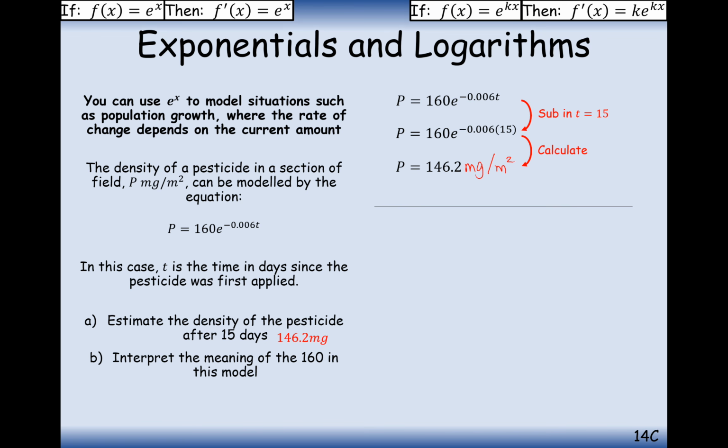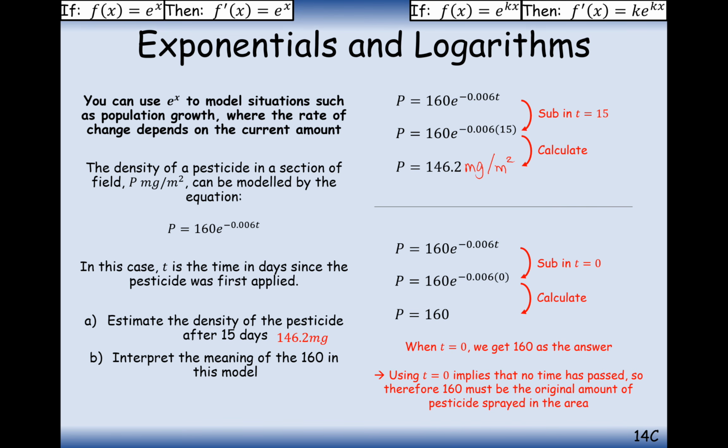Alright then, so the next question here is interpret the meaning of 160. Well, when t is equal to 0, the power on this e is going to be 0, so e to the power of 0 is equal to 1. So the 160 refers to the amount of pesticide in the field at day 0. And that's going to be the case no matter what exponential model you have. The number that's at the front is going to represent the value of whatever you're looking at at day 0.